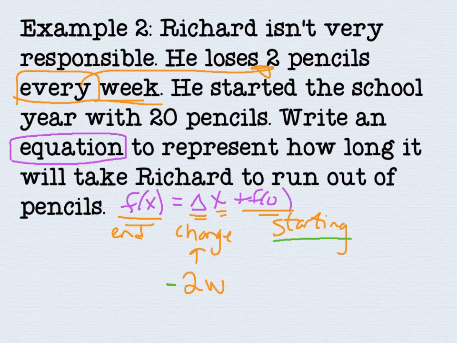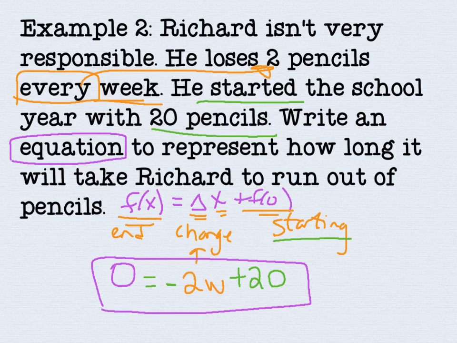Okay, let's look at the starting value then. How many pencils did he start with? It says right here he started with 20 pencils. That was a positive 20 because that's how many he had. The last thing I have to find is the ending value. It doesn't give me a number, but it says how long will it take him to run out of pencils? How many pencils does he have if he has run out? He's got 0 pencils if he's run out. So my ending value is going to be 0. So my full equation: 0 equals negative 2w plus 20.